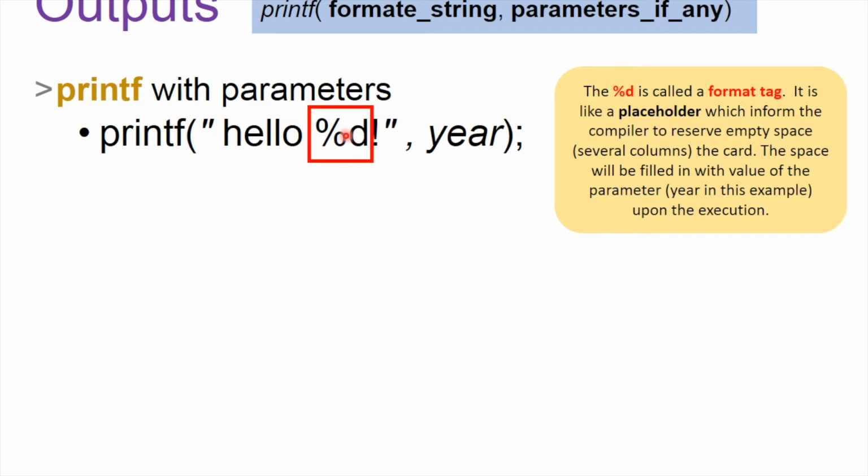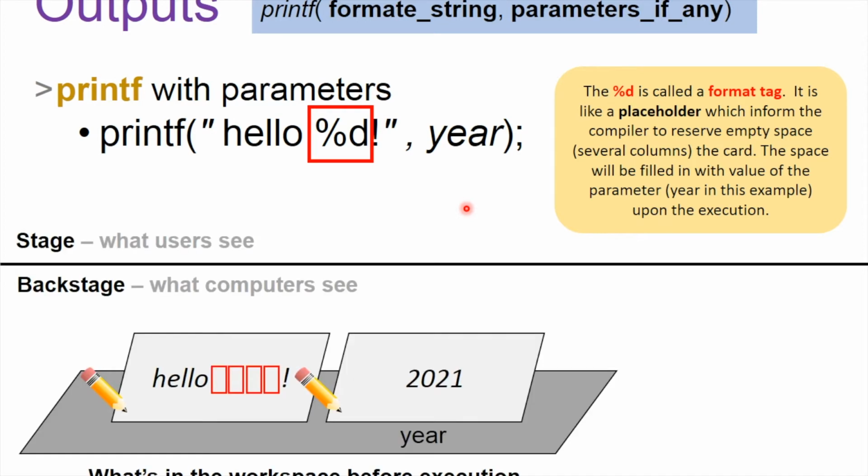But remember, the number of format tags has to match the number of parameters. Here we have one tag here and one variable there. So they're equal. We're fine.